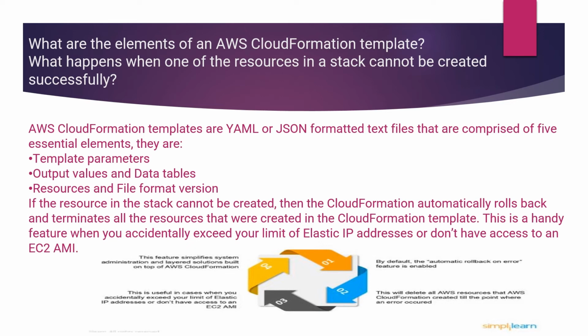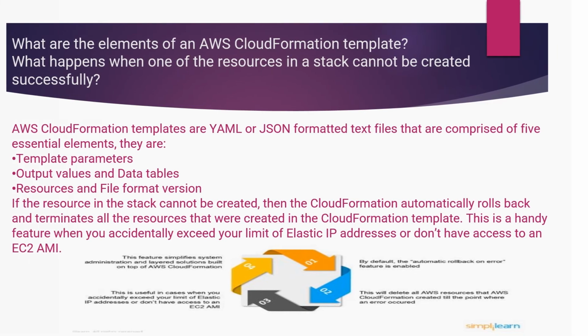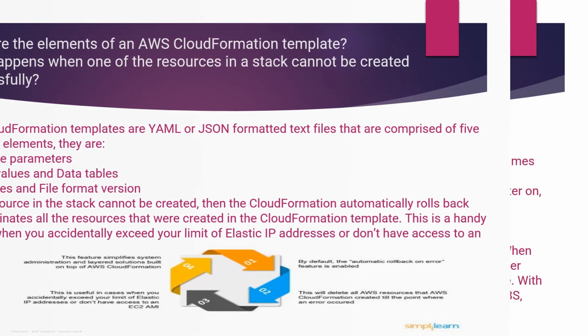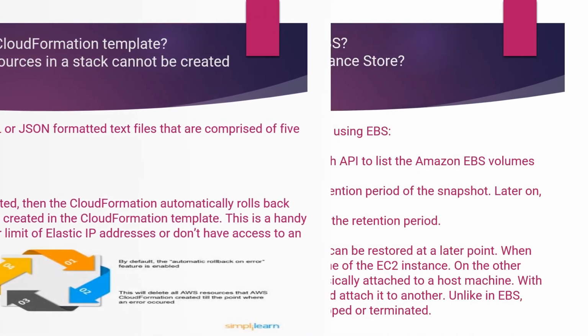54. What are the elements of an AWS CloudFormation template? AWS CloudFormation templates are YAML or JSON formatted text files that are comprised of 5 essential elements. They are: template parameters, output values, data tables, resources, file format version.